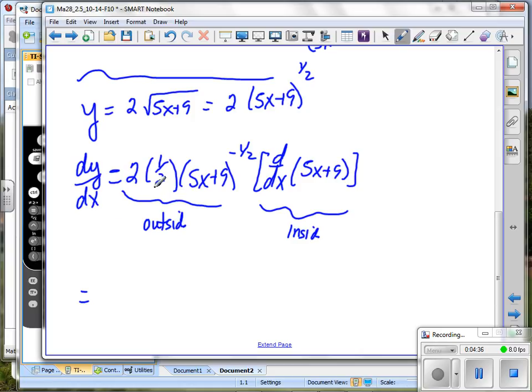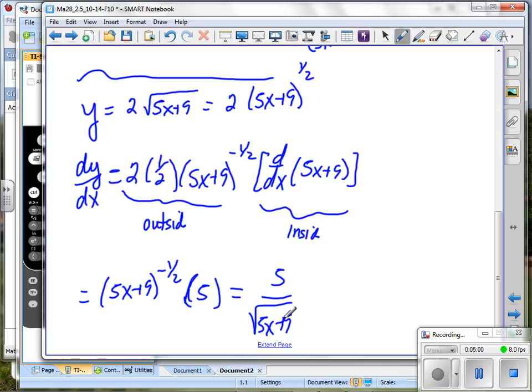What's 2 times 1/2? Just 1. Okay, so there's my 5x plus 9 to the negative 1/2. What's the derivative of 5x plus 9, rather? So we have just 5 there, because it'd be 5 plus 0. Okay. Is that the same thing we got before? Yeah.